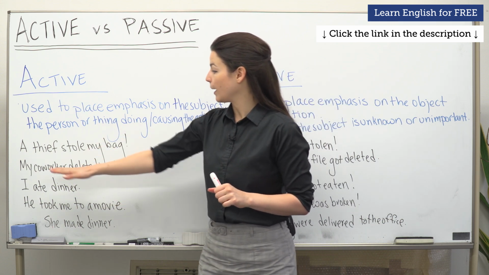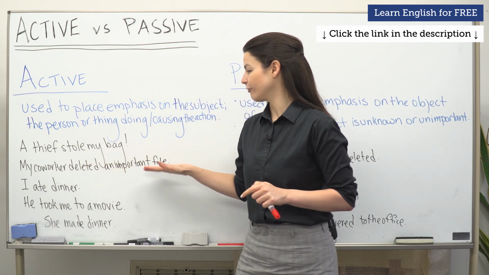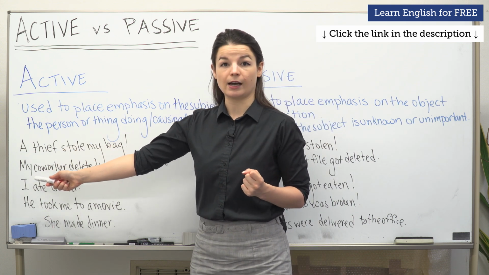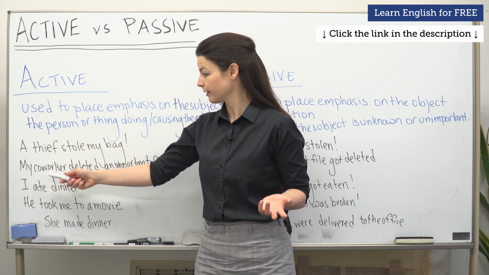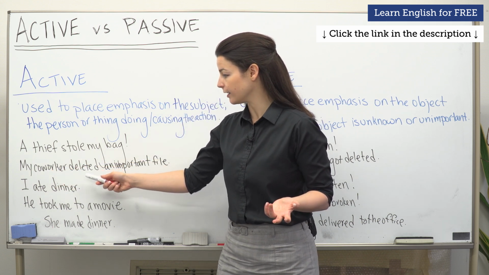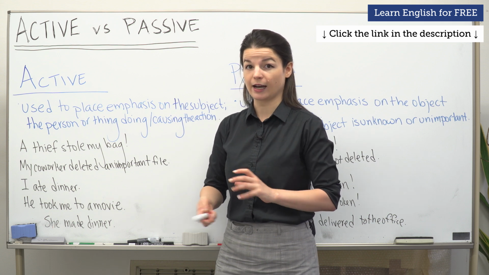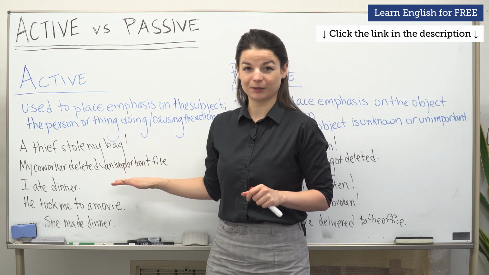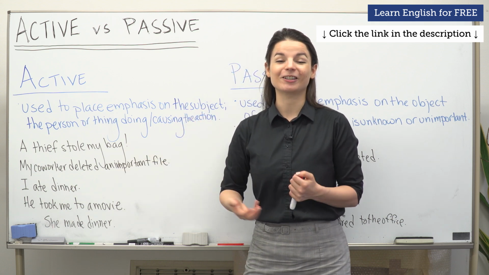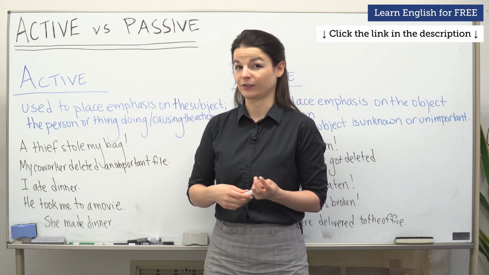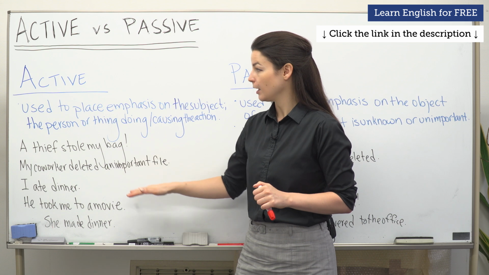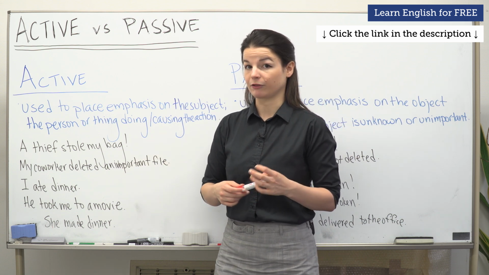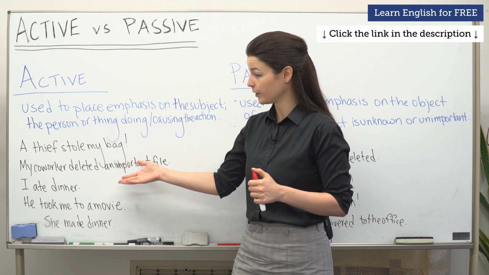Another example. My coworker deleted an important file. So here's another situation. We know who did the action, my coworker in this case. Simple past tense, deleted here, shows the action that happened, the action that occurred, and what was deleted, an important file here. So again, I'm going to talk about a different way to explain this sentence in just a moment. But these are a couple ways we can use active voice when all the information is known.